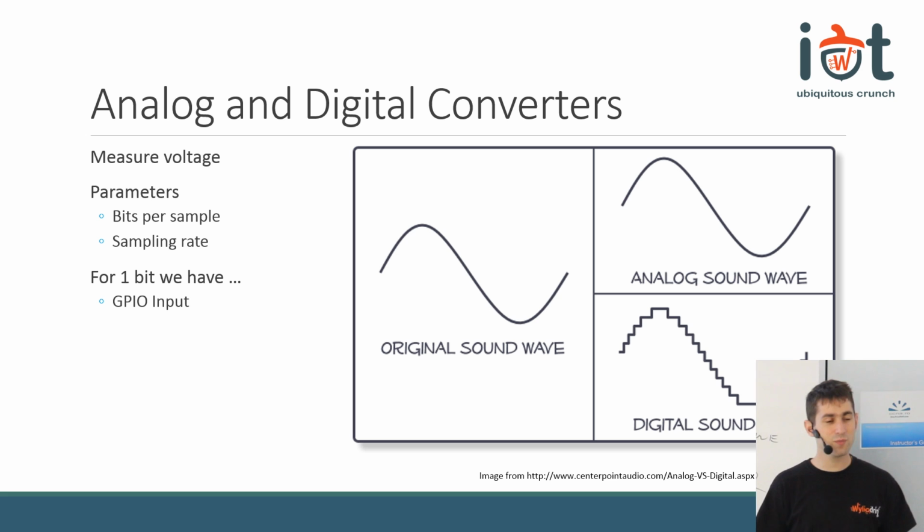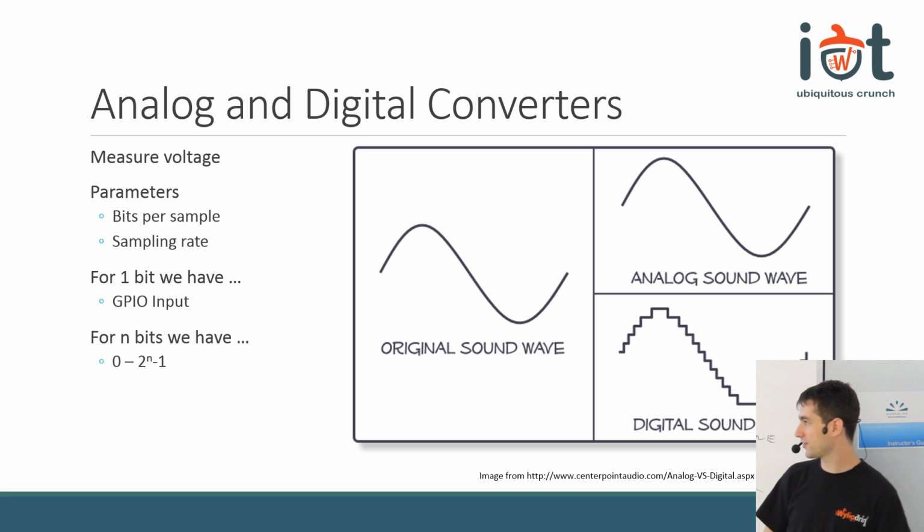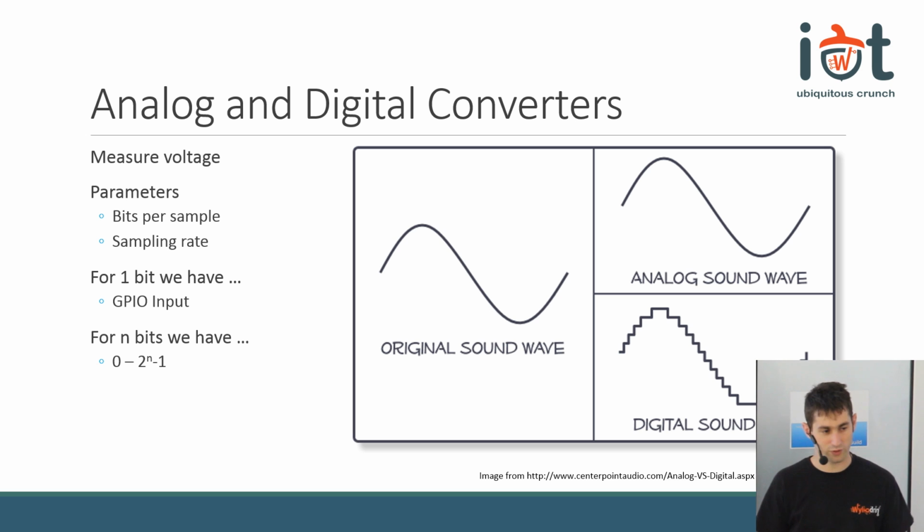If we have an ADC, or analog to digital converter, of n bits, how many different values can we have? 2 to the power of n, yes? So it's from 0 to 2 to the power of n minus 1. Well, it depends how we interpret the value.